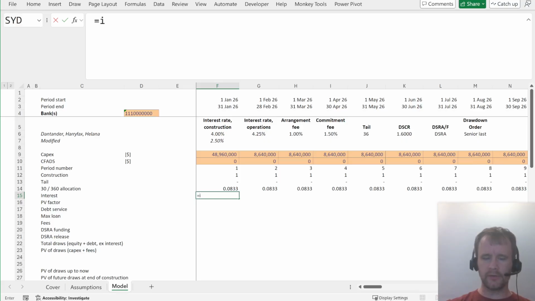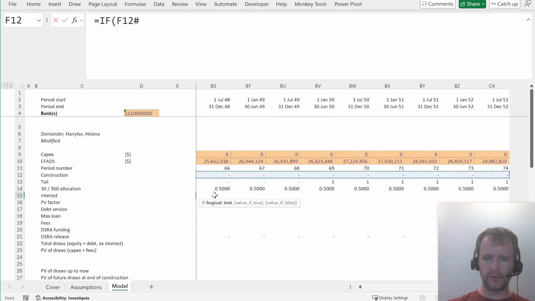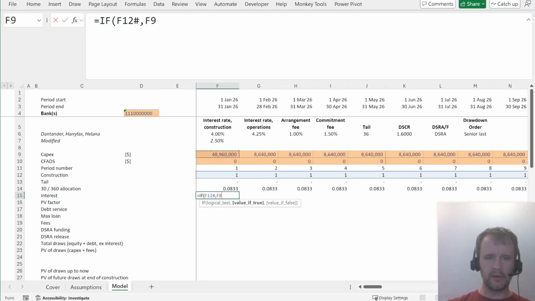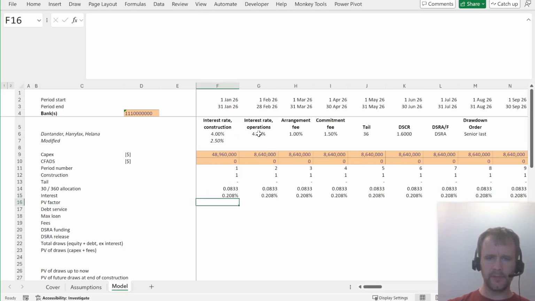So interest then is going to be, if we are in construction, then this 2.5%, otherwise the operations rate, times the allocation factor here.